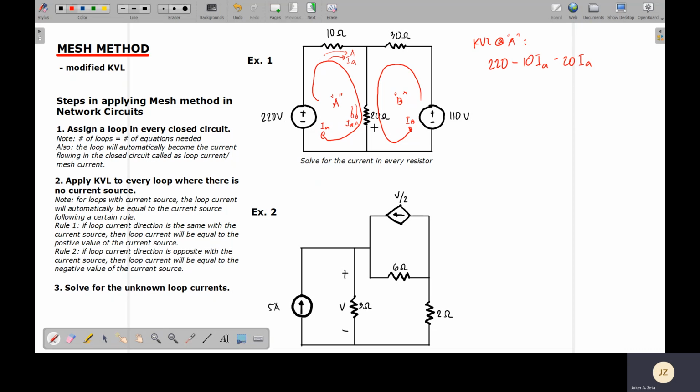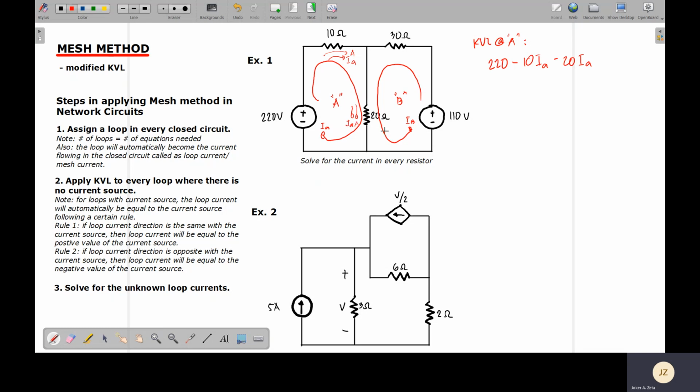Since there are two currents flowing on the 20 ohm resistor, it can also generate two kinds of voltages: voltage because of current IA and voltage because of current IB. So, with respect to applying KVL at loop A, the moment we arrived at the 20 ohm resistor, we have only applied KVL once with respect to IA. But we also have to apply KVL to the 20 ohm resistor with respect to IB. So therefore, the 20 ohm resistor will have two voltages.